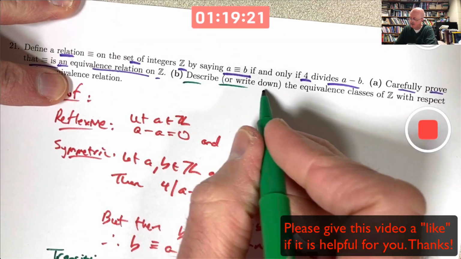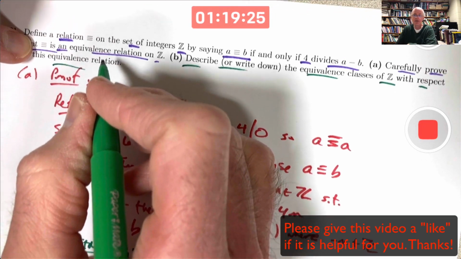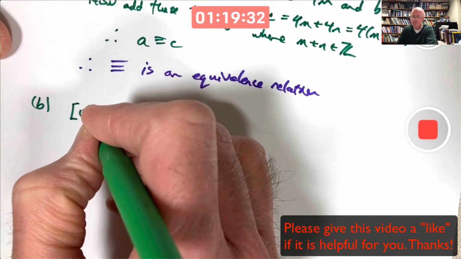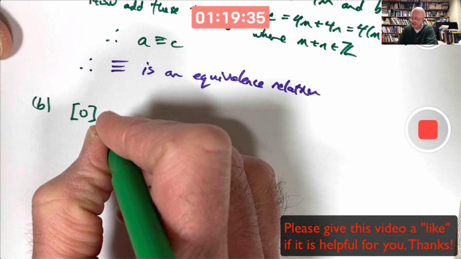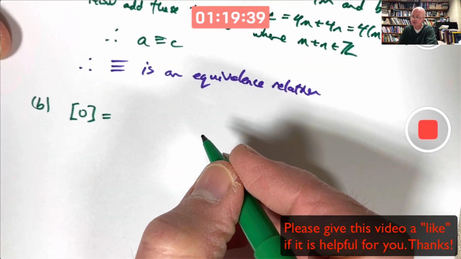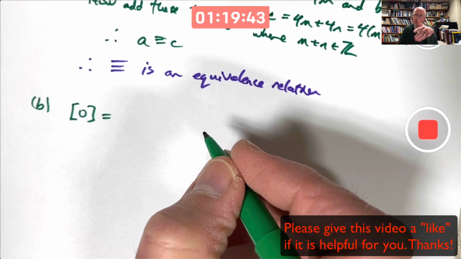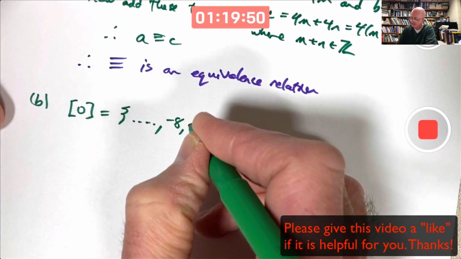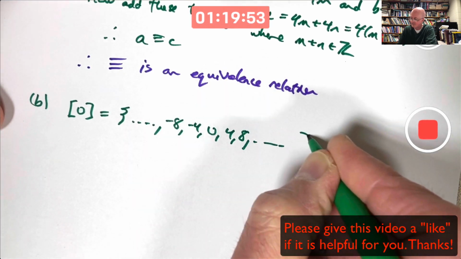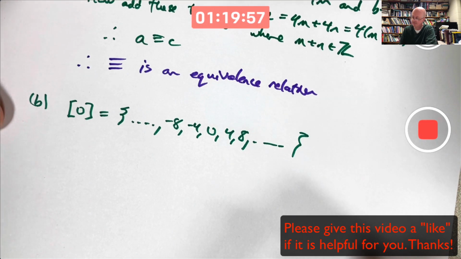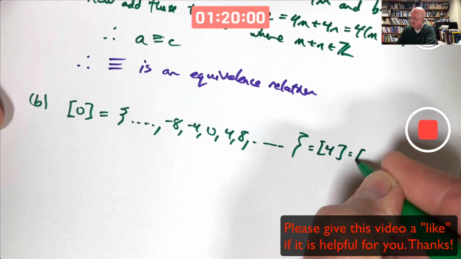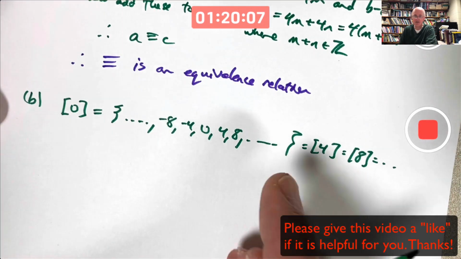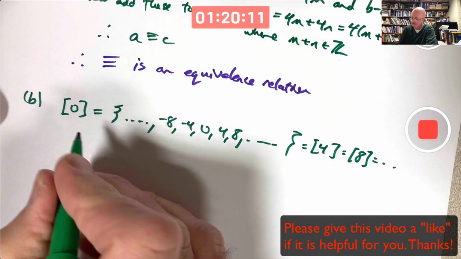Part B, describe or write down the equivalence classes of Z with respect to this equivalence relation. And I'll go ahead and use the special notation for equivalence classes. What's the equivalence class of 0, for example? It's all elements of Z that are equivalent to 0 under this equivalence relation. All elements of Z such that those elements minus 0 is divisible by 4. It'll be an infinite set, and it'll contain negative 8, for example, negative 4, 0, 4, 8, etc. All multiples of 4. I could also write this way or this way, etc. This is the equivalence class, a subset of Z containing all these numbers. And this is standard notation. It does not contain the number 1.